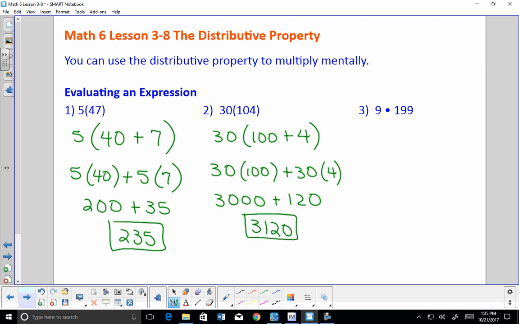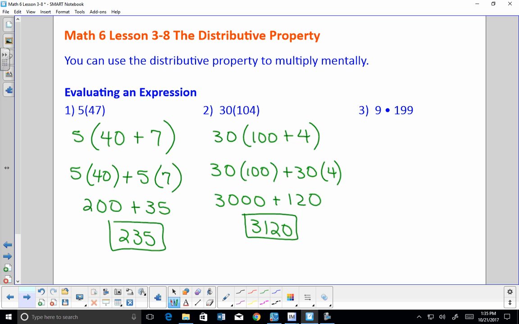Now, yes, you could get the same answer by taking 104 and multiplying it by 30 the old-fashioned way. I'm not trying to make your math more difficult. I'm trying to help you to understand that you can expand numbers and collapse numbers differently so that when we get into algebra and we have a whole bunch of letters, you will know how to multiply them because there's no other way to multiply them except to use the distributive property.